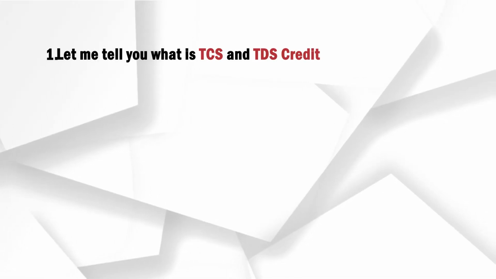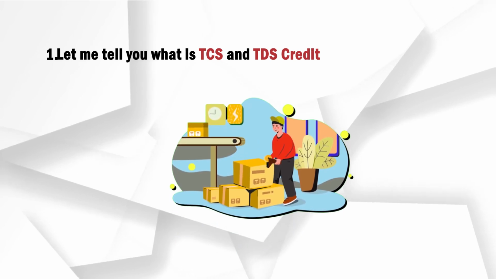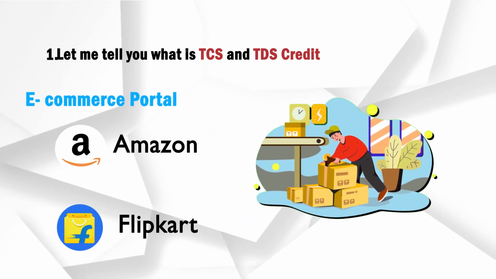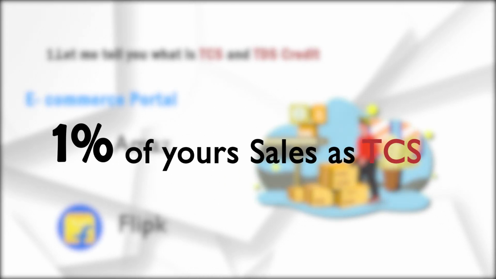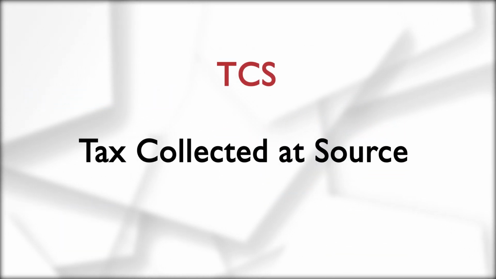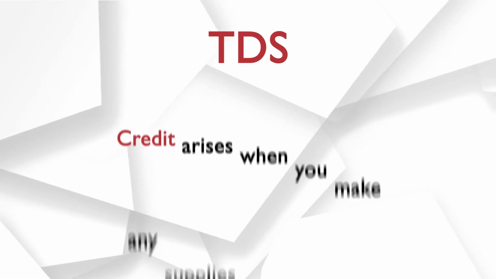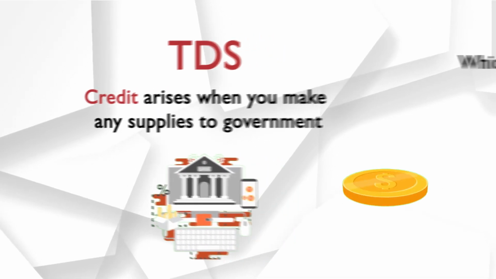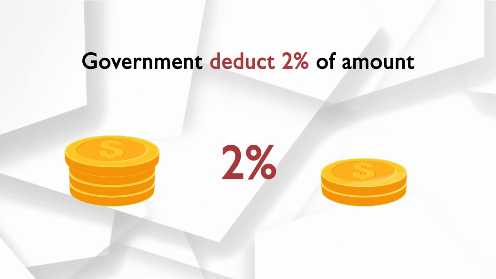First, let me tell you what is TCS credit and TDS credit. If you're selling anything on an e-commerce portal like Amazon, Flipkart, etc., they deduct 1% of your sales as TCS, tax collected at source, and that TCS gets credited in your TCS ledger. And TDS, tax deducted at source, credit arises when you make any supplies to government which is of more than rupees 2.5 lakhs, and government deducts 2% of the amount.